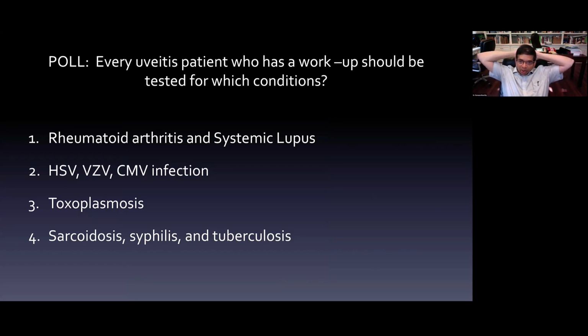Every patient who has a workup for uveitis should be tested for which of these conditions? Rheumatoid arthritis, HSV, VZV, or CMV infection, toxoplasmosis, or sarcoidosis, syphilis, and TB. What are the lab tests, the workup, which testing should you do, which condition should you rule out in any case of uveitis, where you would not be faulted for saying, by me telling you that you ordered too many tests?